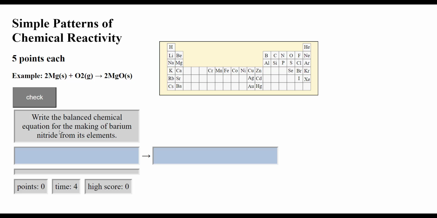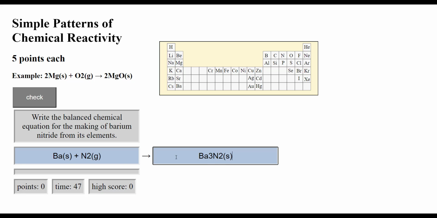It says, write the balanced chemical equation for the making of barium nitride from its elements. So barium nitride starts with barium. That's a solid at room temperature. Plus, to make the nitride, I need some nitrogen. And I remember that that is a gas at room temperature, and it comes as a diatomic molecule. Now, what's barium nitride? So barium nitride is a substance which is made up of 3 bariums for every 2 nitrogens. How do I know that? Barium has a +2 charge, so it's going to lose 2 electrons apiece, and the nitrogen is going to gain 3 electrons apiece. So for the electron exchange to balance out, I need 3 bariums for every 2 nitrogens.